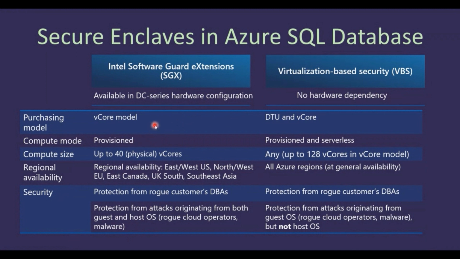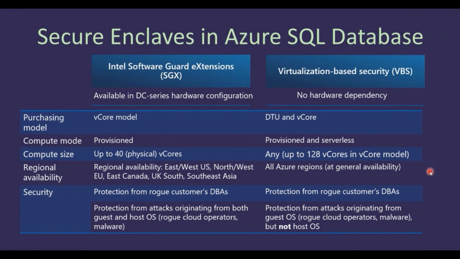There are some, let's say, more limitations on Intel SGX. For example, you're limited to up to 40 physical vCores, while with VBS enclaves, there is no limit at all. Regarding regional availability, Intel SGX is limited in the number of regions because of that special hardware that we need. Our main regions like US, Europe, Canada, UK South, and Southeast Asia all have Intel SGX available. For VBS enclaves, it is available everywhere.